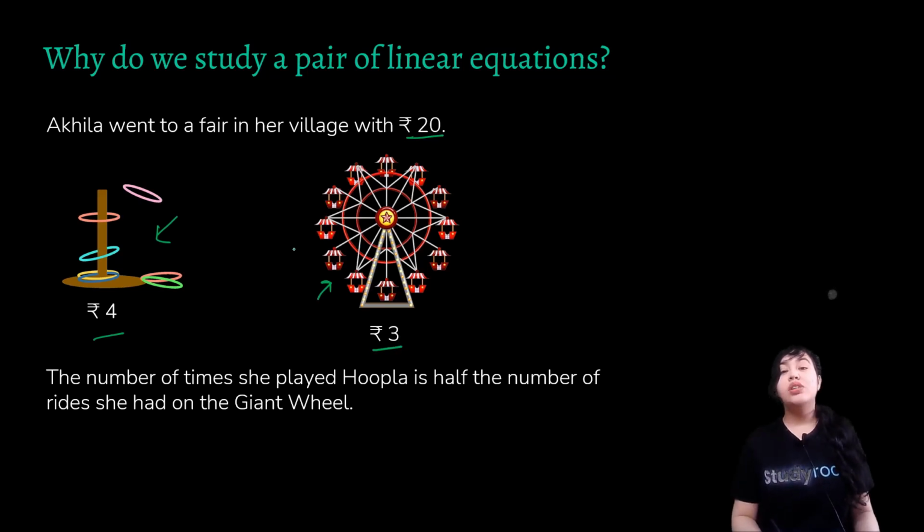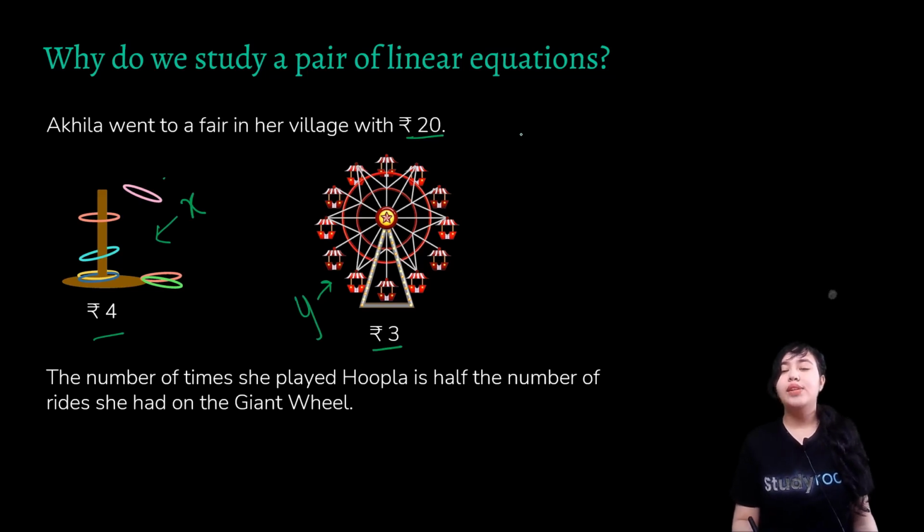So in algebra, mind me, listen to me very carefully now. In algebra, whenever we are not sure of something, it could be a quantity, it could be a cost, it could be anything, we assume it to be a variable. So in this case, we do not know how many times she played hoopla. So let's say the number of times she played hoopla was x. And let's say the number of times she had a ride on the giant wheel was y.